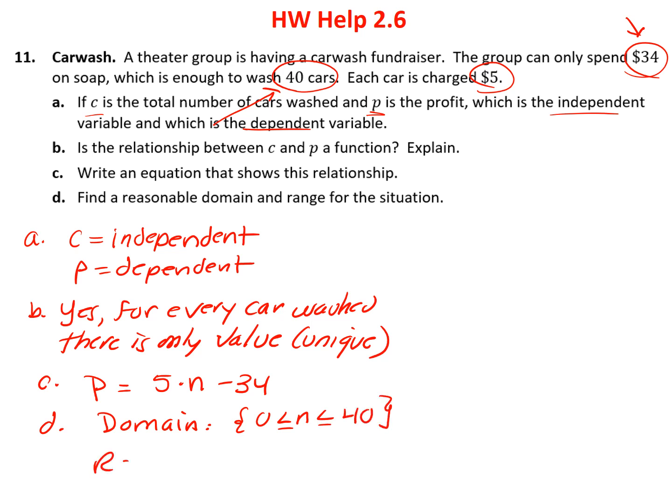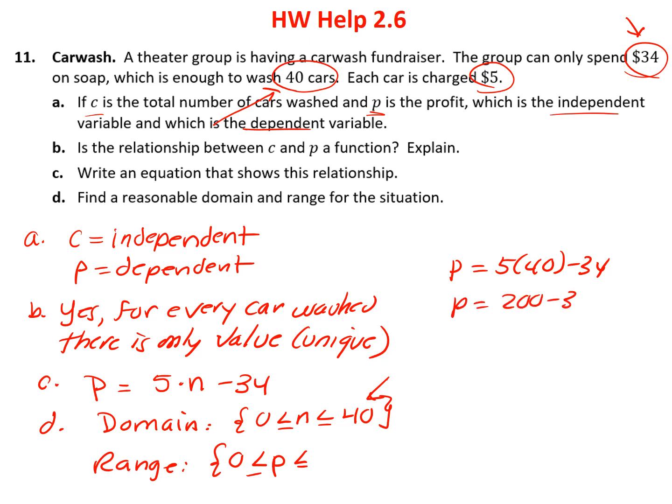Now for the range, obviously, if I don't do anything, I can get 0. But what's the top that I can do? Well, the top is if I put in 40. So let's take our equation and put in 40. P equals 5 times 40 minus 34. So we get the profit equals 200 minus 34. So the profit is going to be 166. So a reasonable range would be up to 166.